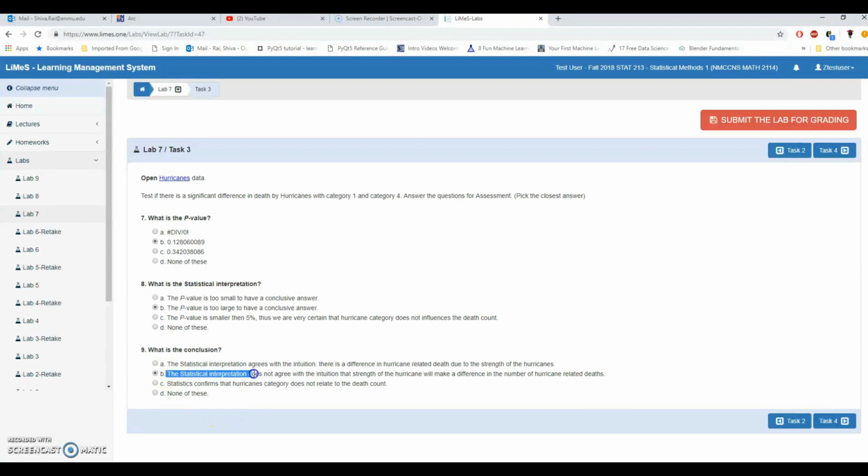The statistical interpretation does not agree with the intuition that strength of the hurricane will make a difference in number of hurricane related deaths. Okay, so that's it. So that's the correct choice. Okay, now let us go to task number 4.